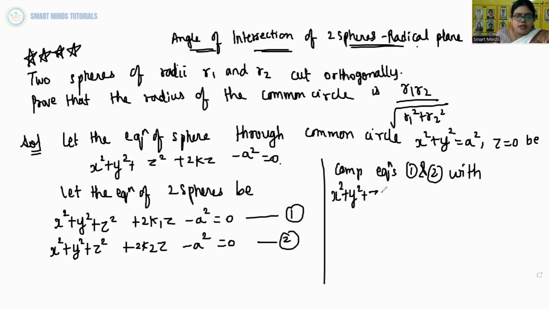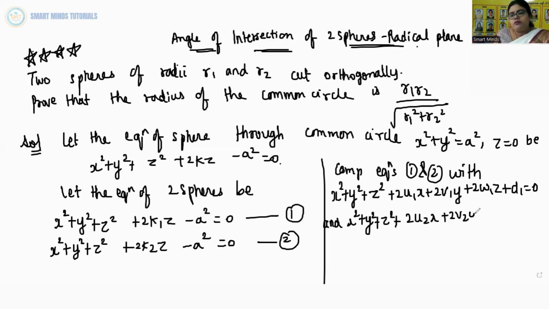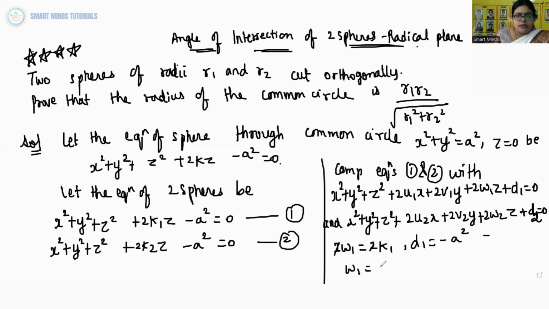with the general equation. What is the general equation? x square plus y square plus z square plus 2u1x plus 2v1y plus 2w1z plus d1 is equal to 0 and x square plus y square plus z square plus 2u2x plus 2v2y plus 2w2z plus d2 is equal to 0. So if we compare the given equations with these two general equations, we get 2w1 equals to 2k1 and d1 is equal to minus a square. So 2 cancel, we get w1 is equal to k1. So over here we have compared the first equation to the first general equation. So we got w1 as k1 and d1 as minus a square.